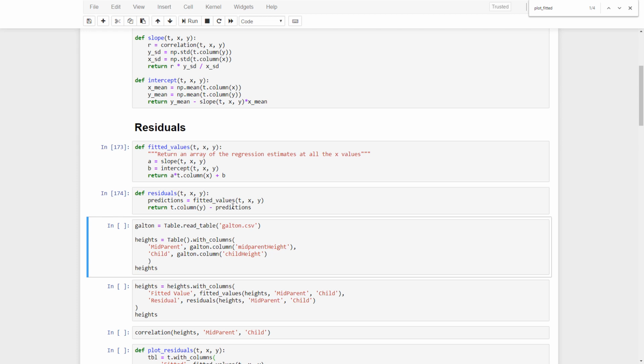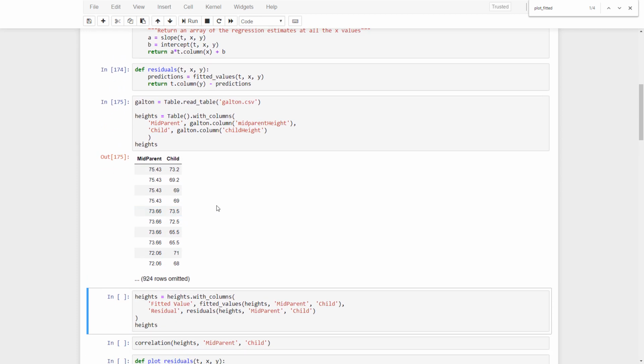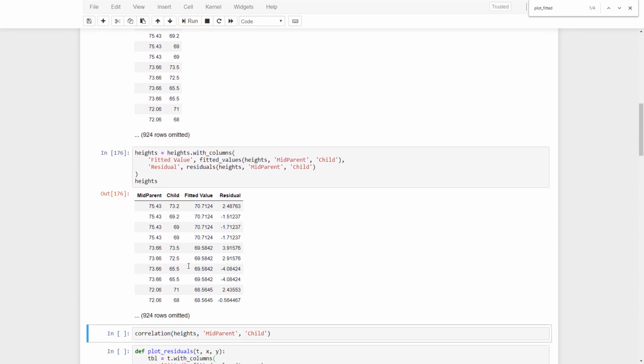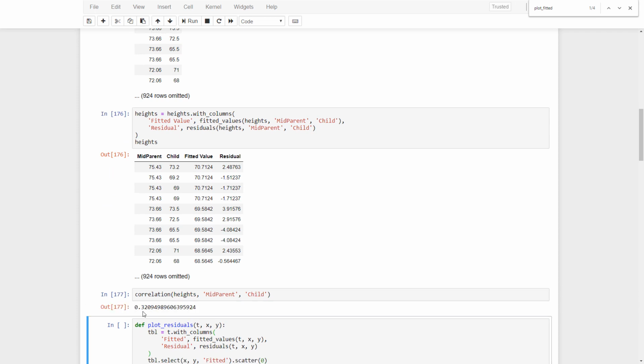Now let's use that for the Galton dataset, which, as you remember, has the relationship between the mid-parent heights and the children heights. So this is the dataset that we used so many times before. And we will add to this table two columns, one with the fitted values and one with the residuals. So here is the new table. And then let's compute the correlation between the mid-parent height and the child height. We will see that the correlation is 0.32, which is positive correlation, but that's not too strong.